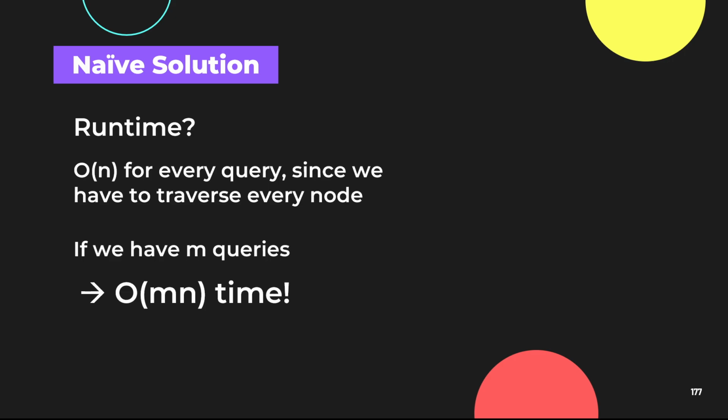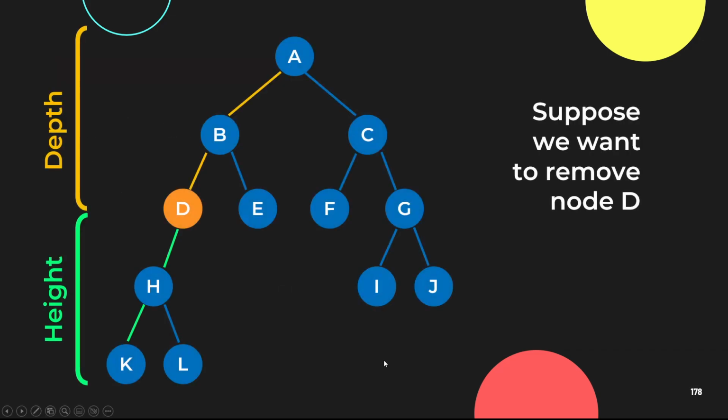So how can we improve this algorithm? Let me just provide a brief intuition of what we are going to do here. Suppose I want to remove node D here. Let me introduce two new terminologies. Depth is actually the number of edges from the root to the node that we want to remove. Okay, so the depth of node D is, from the root, how many edges do I need to get to D? So there will be 2.